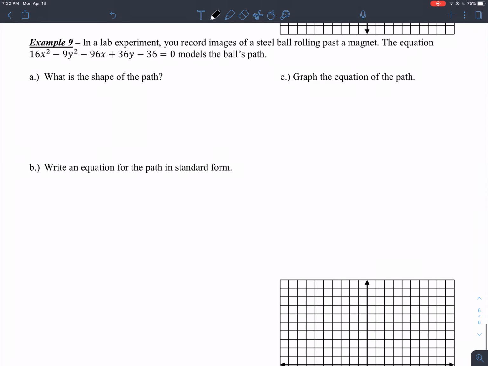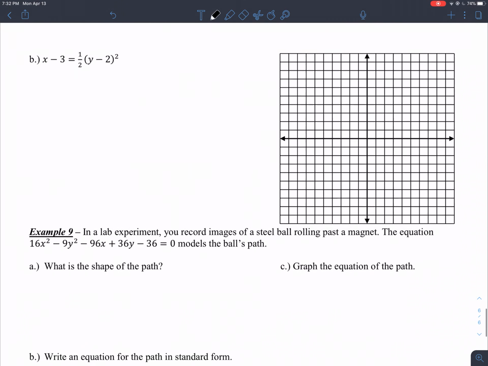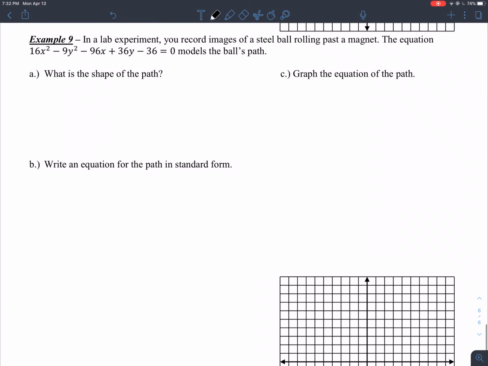What's the shape of the path? This is actually the same as example 8a. It's actually the same kind of question. What is the shape of the path? Meaning classify this conic section. What is it? So let's run through that recipe of ours again.